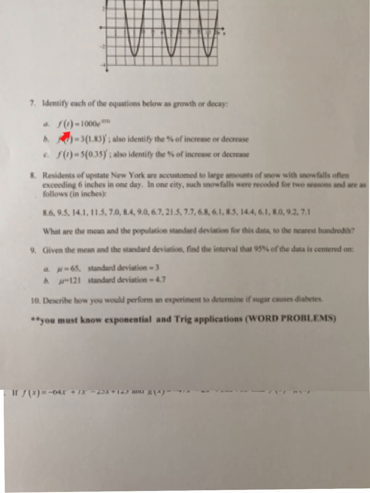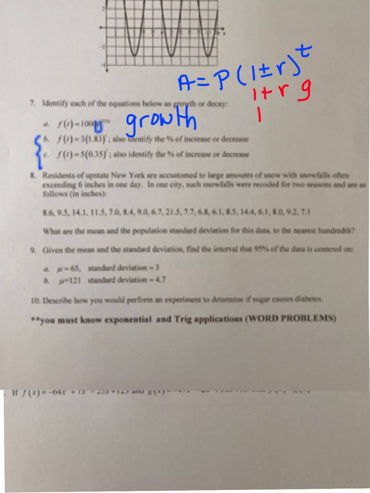All right, so let's take a look at the first one. The first one is growth. Okay, we're looking at the base. The base of the exponential is e. That's growth because e is 2 point something, so this is growth. Now, b and c are using your exponential growth decay formula, which is A equals P times 1 plus or minus r to the t power. So that's why I said before, if it's 1 plus r, it's growth. If it's 1 minus r, it's decay. So if it's greater than 1, it's growth. If it's less than 1, it's decay.